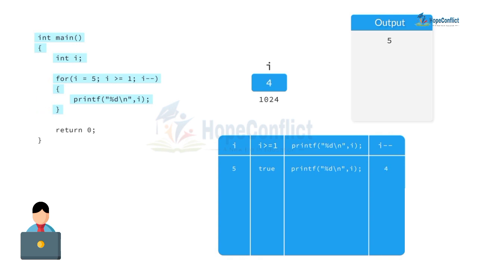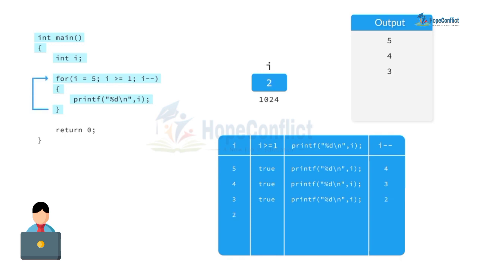And now it checks the condition again and 4 is greater than 1. So the condition is true. So it prints the value of I, which is 4. And after that I is decremented and becomes 3. Now second iteration is completed. And now it checks the condition again and 3 is greater than 1. So the condition is true. So it prints the value of I, which is 3. And then I is decremented and becomes 2. Now third iteration is also completed.